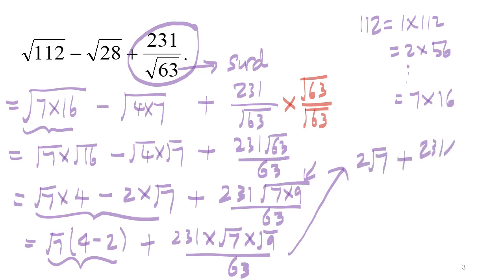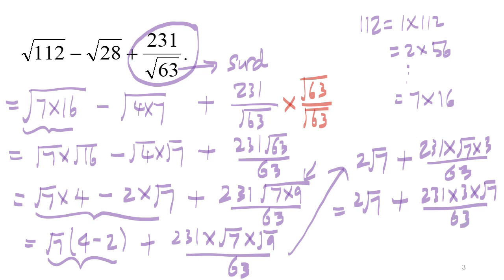Let's continue to simplify the second term. Square root 9 is 3. Then we can group all these numbers together: 231 times 3 times square root 7 over 63. This 231 times 3 over 63, you can easily use the calculator to evaluate. That will give you 11. So you will have 2 square root 7 plus 11 times square root 7.